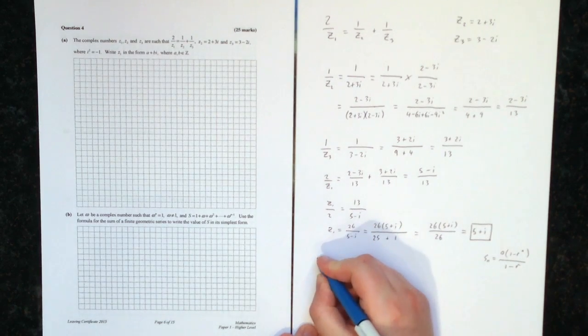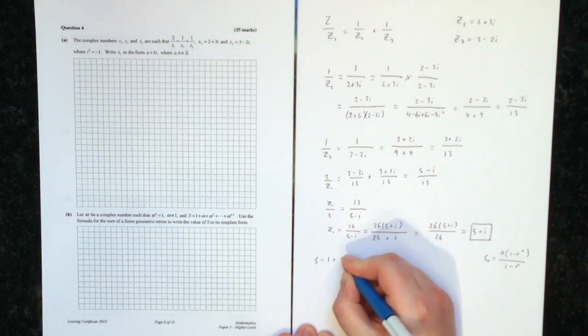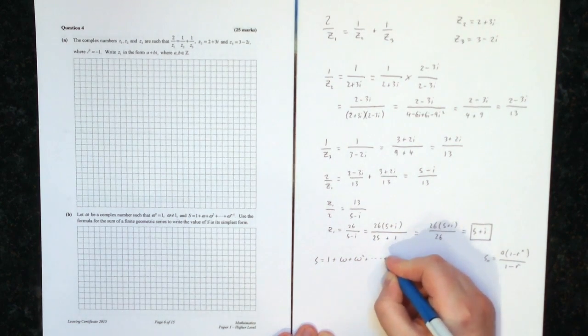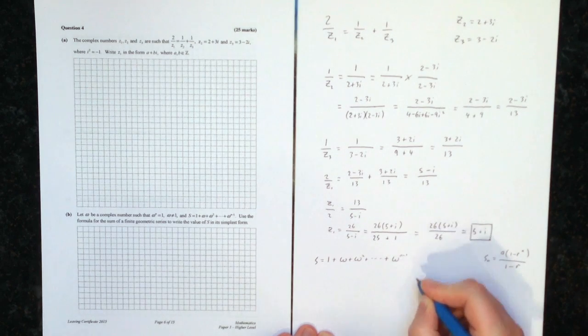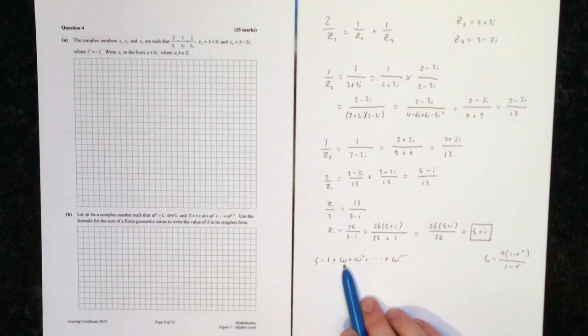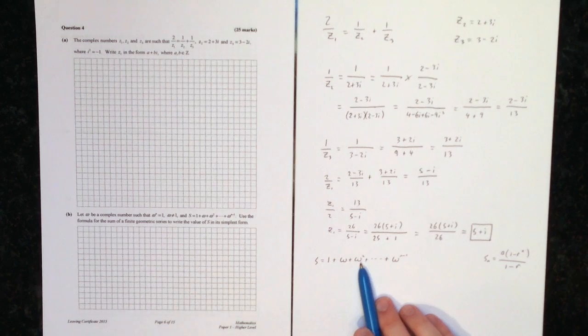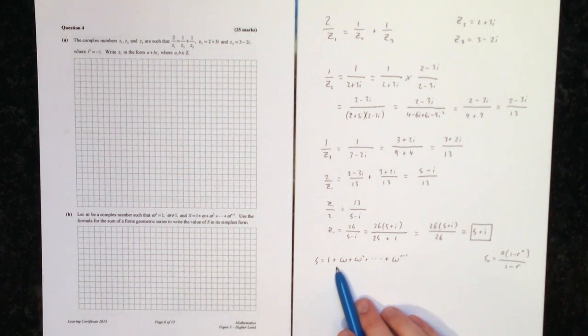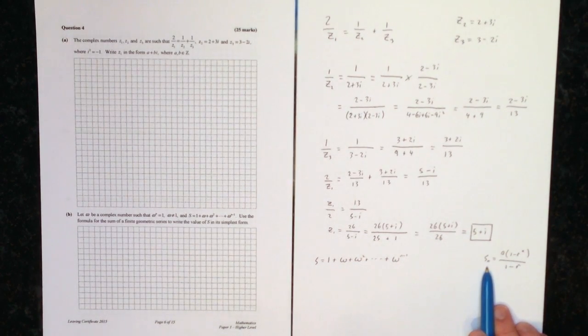So we've got that S is equal to 1 plus omega squared plus all the other terms up to omega to the power of n minus 1. Now there are n terms in this sequence, because if we look at each value, the number of the term is the power of omega plus 1. So for instance, this is the second term, it has omega to the power of 1. This is the third term, it has omega to the power of 2. So the nth term will have omega to the power of n minus 1. So this is an expression for Sn, the nth partial sum.